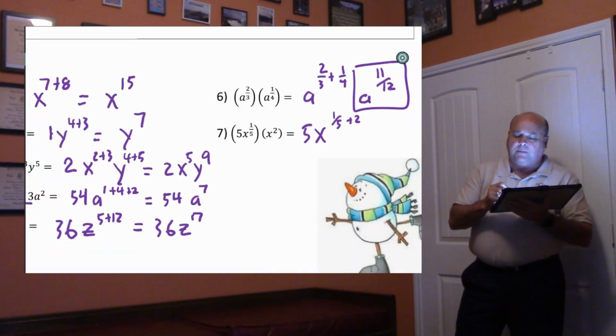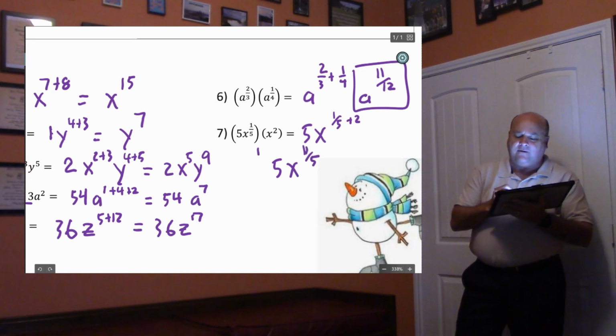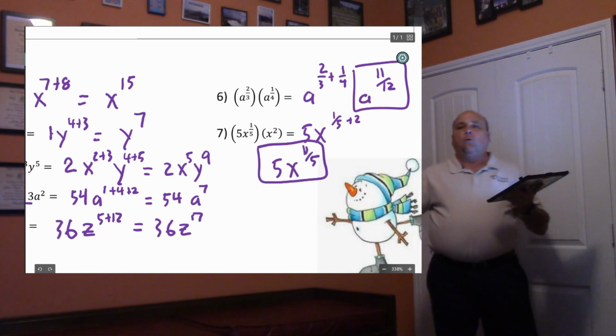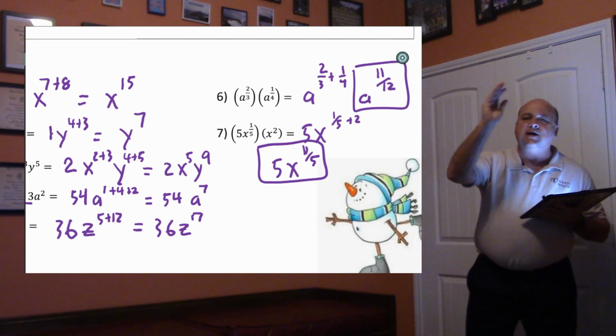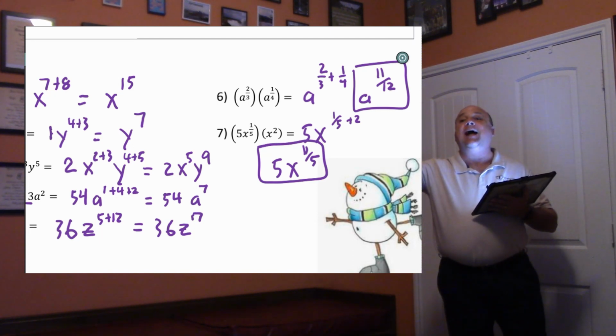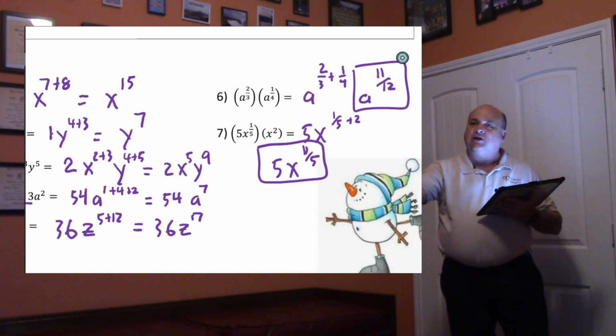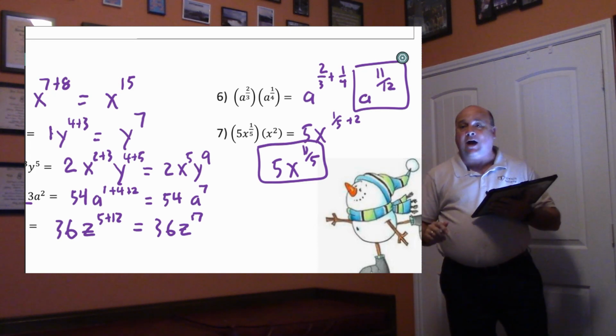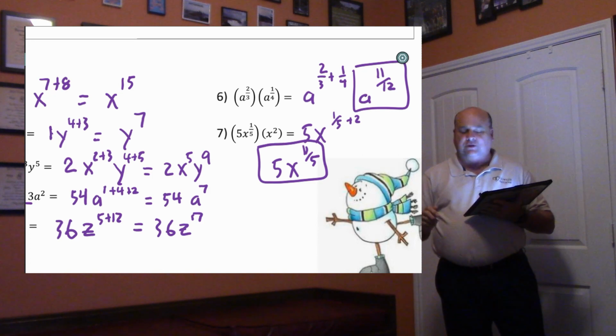So the answer is going to be 5x to the 11 over 5. So the rule of this is you're going to do sign, number, letter, exponent, multiply all the numbers, write down your letter, add up the exponents. If the exponents are fractions, use the calculator to add up the fractions.